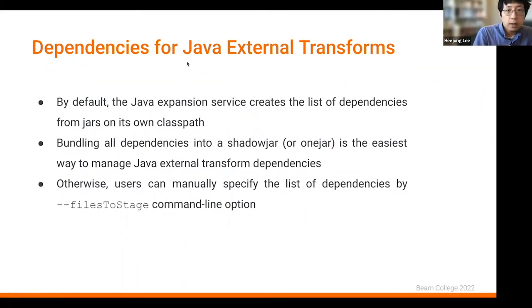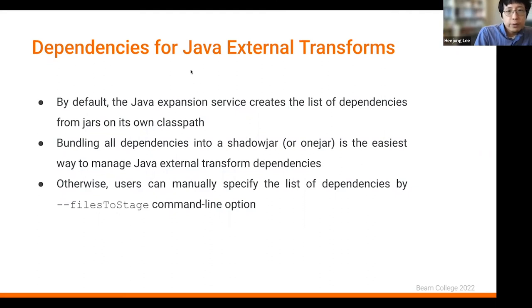That's the overview of external transforms. Now some useful tips. When you want to use an actual Java external transform, by default we mostly consider the multi-language pipeline, that is, a Python multi-language pipeline that uses Java, because that's well tested and has GA status, so it's available for the Dataflow runner. These tips are about Python pipelines which use Java external transforms.